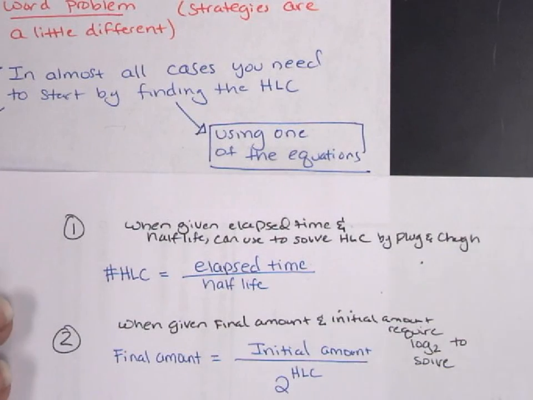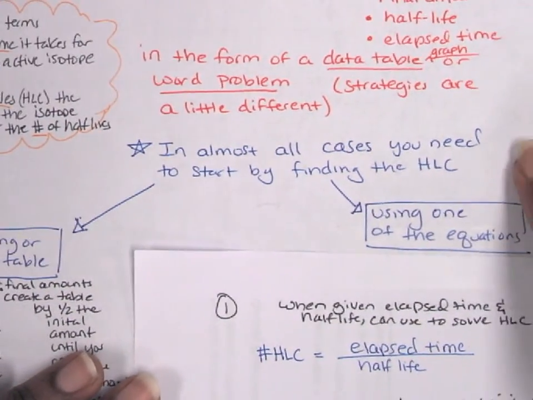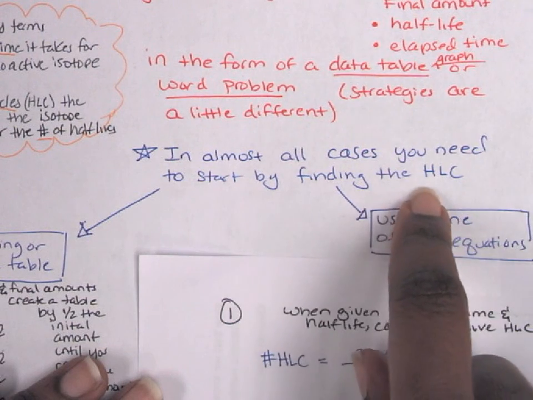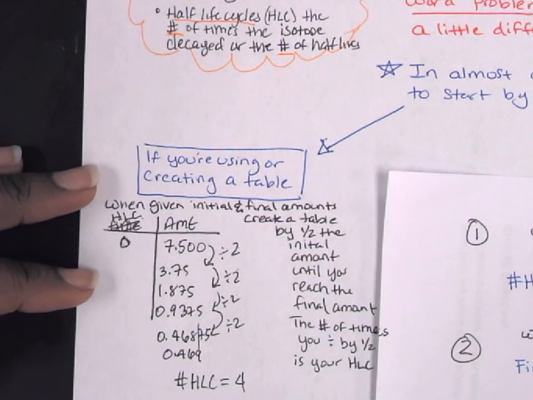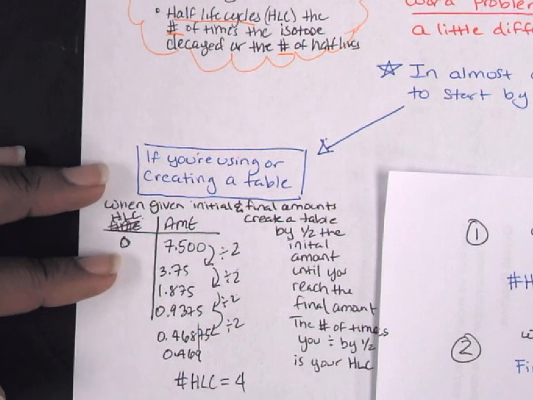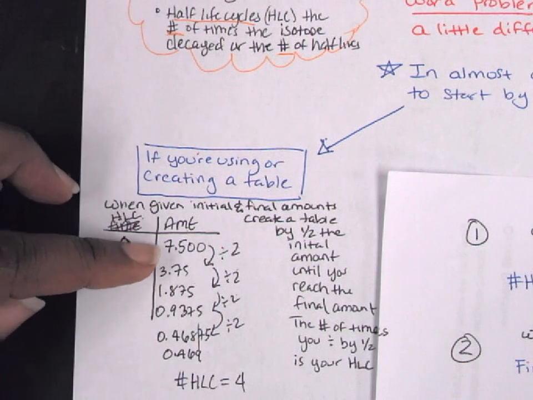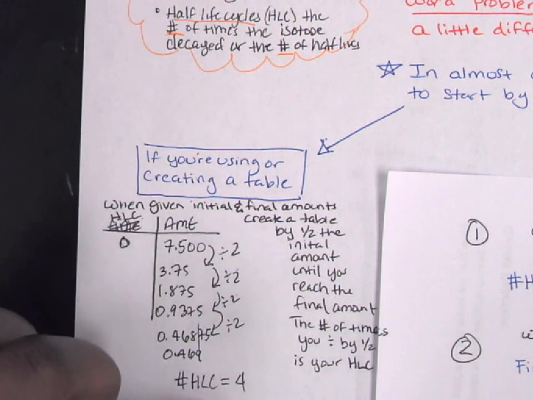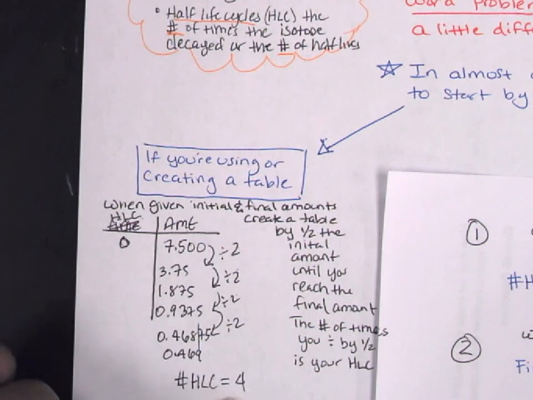All right, so now we're going to go into the second way to find the number of half-life cycles. Just to remind you, in all these half-life problems, you always want to start by finding the number of half-life cycles. And we looked at how you can do that using a table that you created, like I created here, just by starting with your initial amount and dividing it by half until you get to the final amount. The number of times you divide by 2 is your number of half-life cycles.